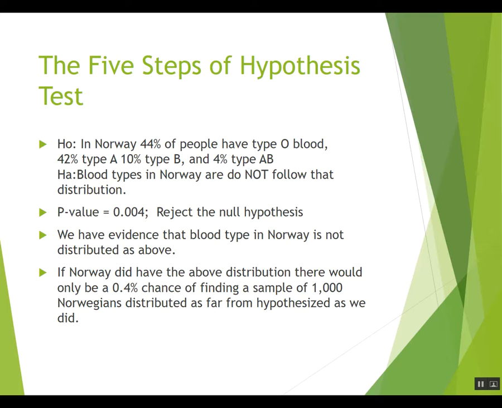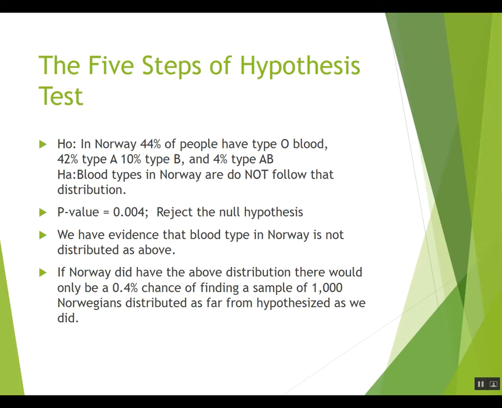In this case, with the help of Excel, we get a p-value of 0.004. So we reject the null hypothesis. That means we've rejected that Norway does follow this and conclude that we have evidence that the blood type in Norway is not distributed as above. Why? Well, if Norway did have the above distribution, there would only be a 0.4% chance, that's the p-value, of finding a sample of 1,000 Norwegians distributed as far from the hypothesized as we did.